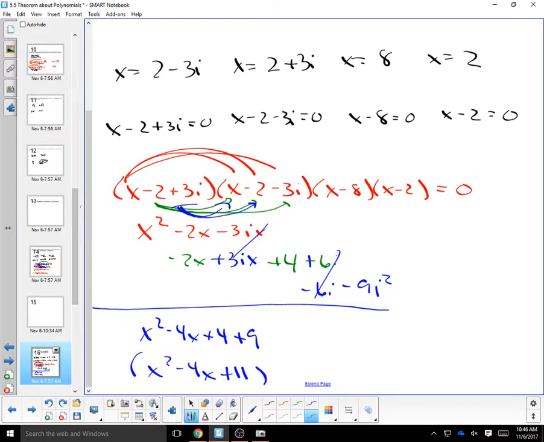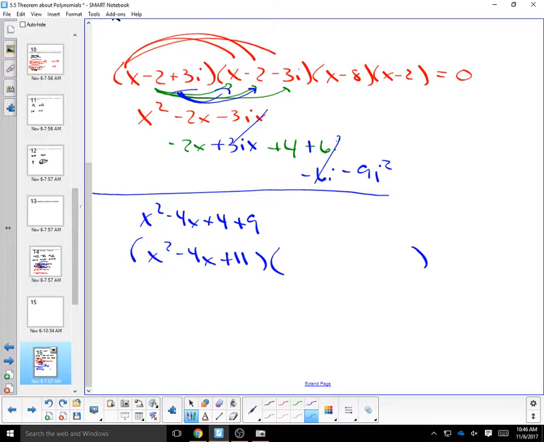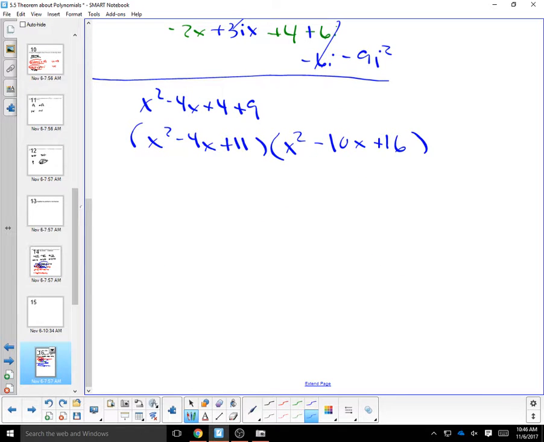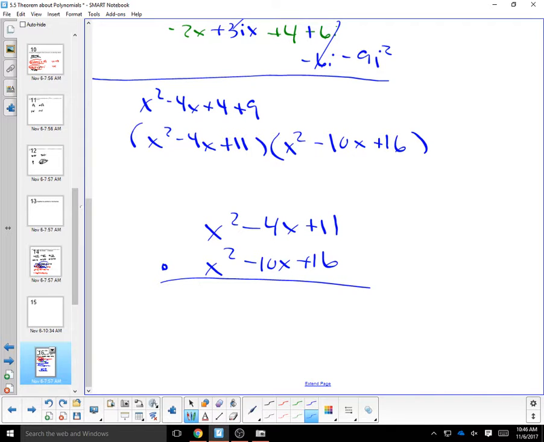And then we got to multiply that by the other two, which is x squared minus 10x plus 16. So here we go. I hope that's right. Times x squared minus 10x plus 16. Let's multiply this old school. Oh yeah. What's 16 times 11? 16 times 11 is 176.